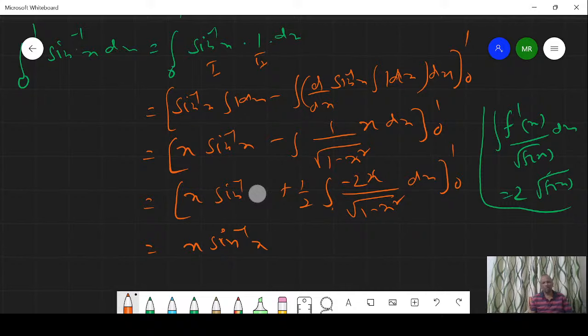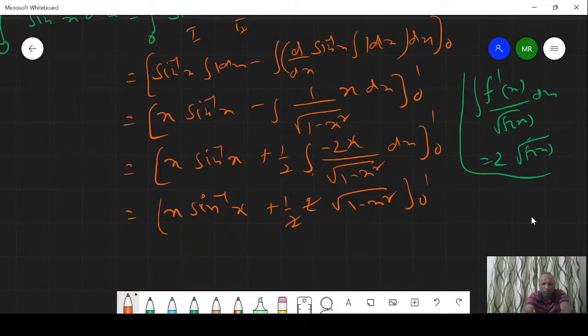Right, because x sin inverse x. Then you can use this formula, root f of x, whose derivative is here. Using that concept I can write x sin inverse x plus 1 by 2 times 2 root of 1 minus x square, limits 0 to 1. Then the 2 will get cancelled, right? Then apply the limit now, and if we substitute the limit, it gives the final answer.